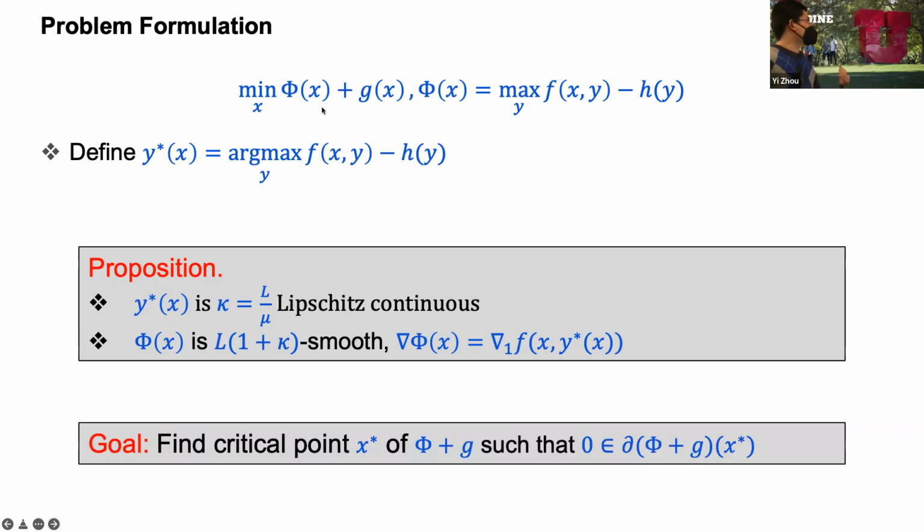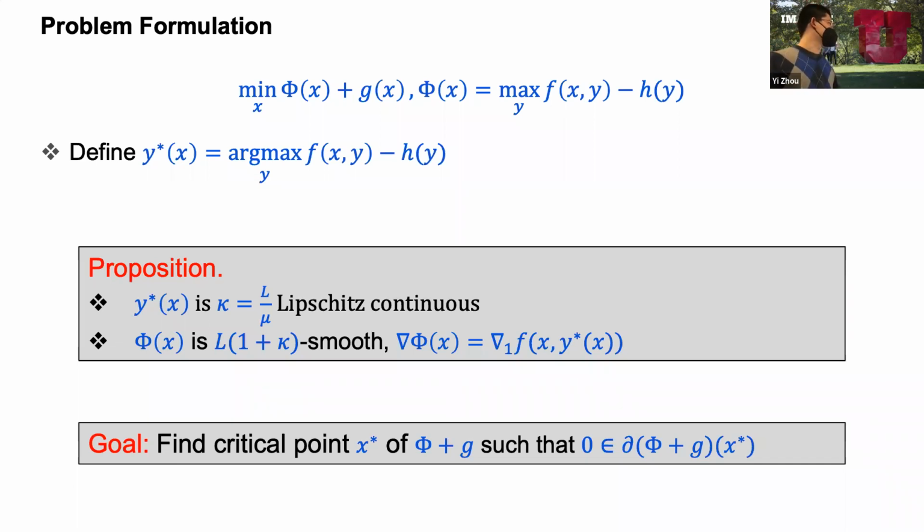Since we just rewrote this minimax problem into this minimization problem, we can define the optimization goal as the goal of classic non-convex minimization. So here we define the optimization goal as finding a critical point of this minimization problem, which means that at this critical point, the subdifferential must contain 0. Here, the subdifferential is a generalized notion of the normal gradient.